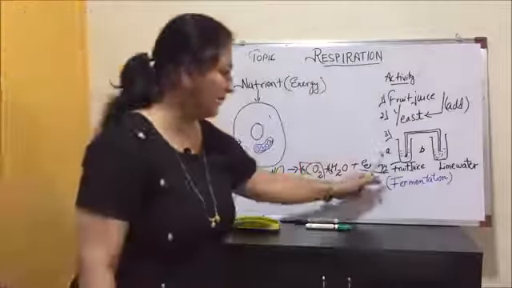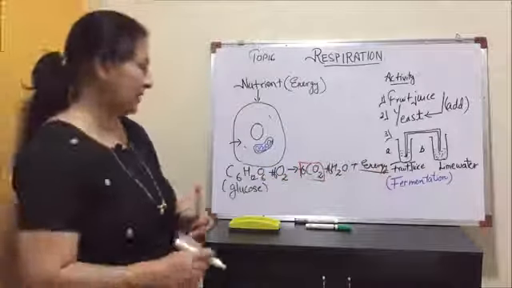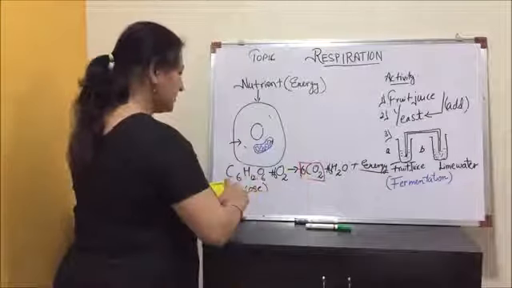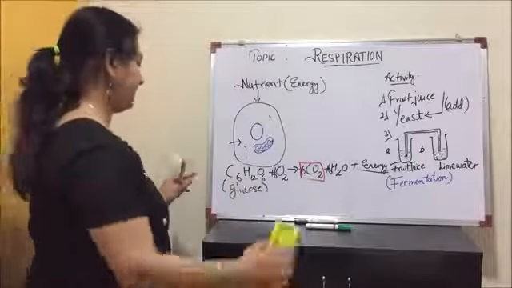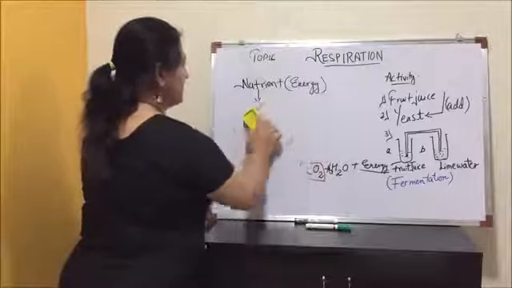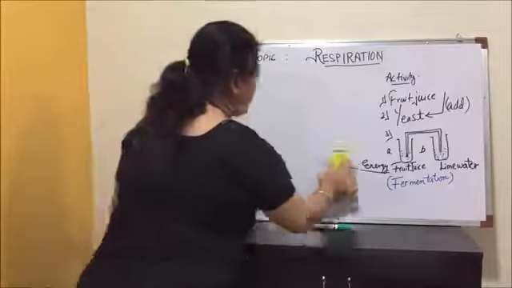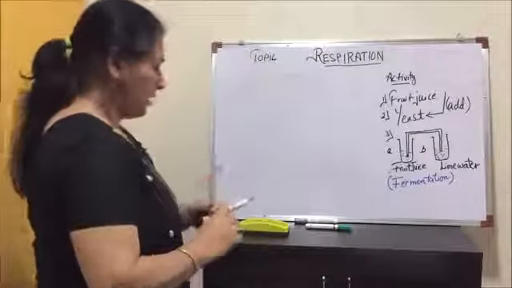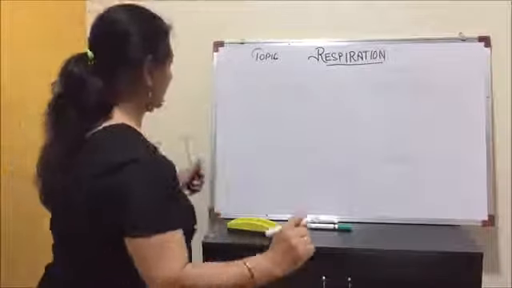Now this energy can be used in different cellular activities, right? So this is how the carbon dioxide has come. Now this whole reaction took place in presence of oxygen, right? This is what is known as respiration. Now let's understand the definition of respiration. Let's write down the definition of respiration.